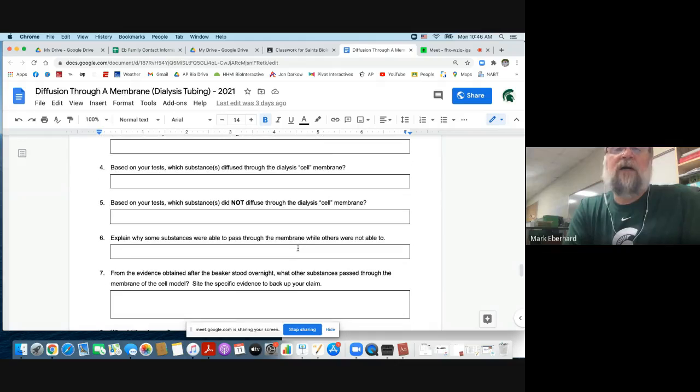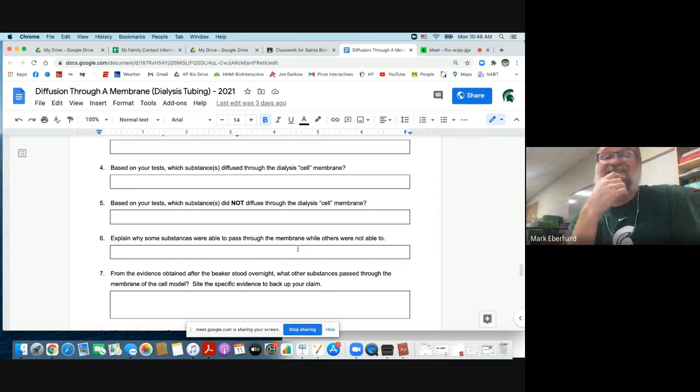What substance did not diffuse through? This is number 5. Which substance did not diffuse through the membrane? Starch. And my evidence is the beaker is still yellow. If starch had left the tube, that beaker would not be yellow. So I have strong evidence starch was not able to leave the tube, the cell model.